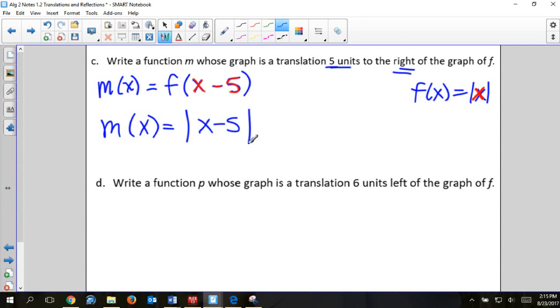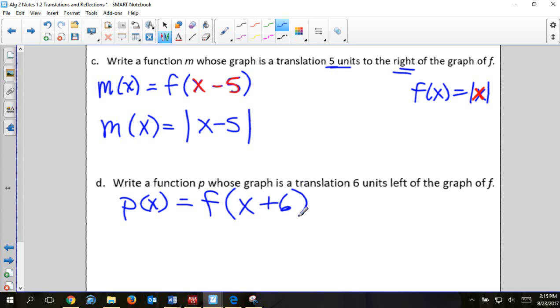And then question D, write a function p whose graph is a translation 6 units left of the graph of f. So what's the name of my function? Let me try this as a class. What's the name of my function? P of x equal to, and then this is going to be a translation 6 units to the left. So when it's to the left, does that go inside or outside? Okay. Inside. If it's inside, it's going to be opposite. So if we went left, then we're actually going to add 6.